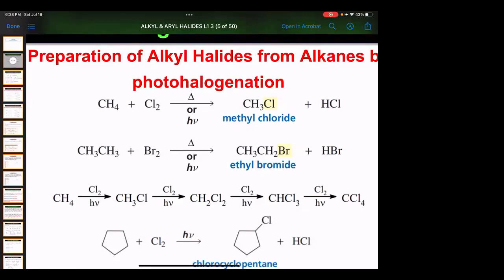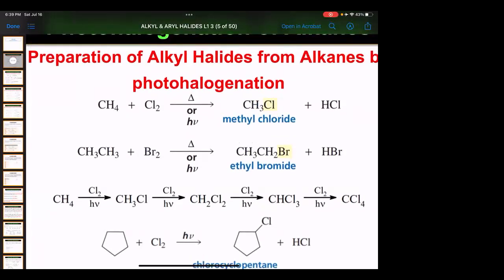Why UV light? Because UV light has more energy. You need to give light of appropriate energy, then only the reaction can occur. Otherwise, the reaction cannot occur. If you are not providing light of appropriate frequency, the bonds will not break, and definitely the reaction will not occur. So you can see here the photochlorination, photobromination. You can do it multiple times, as it is written in the third reaction.